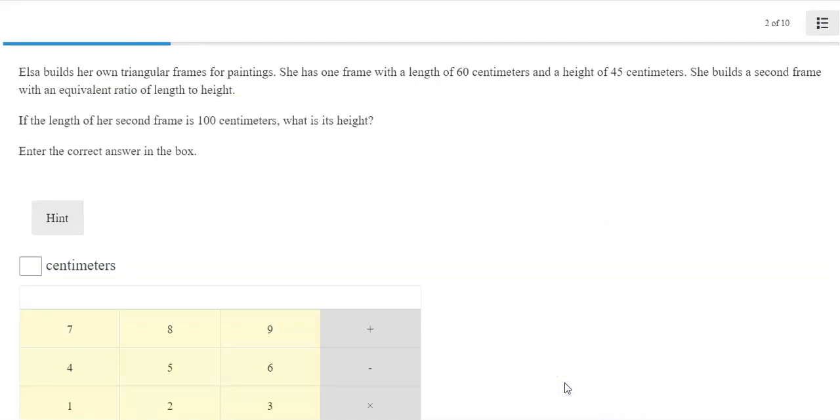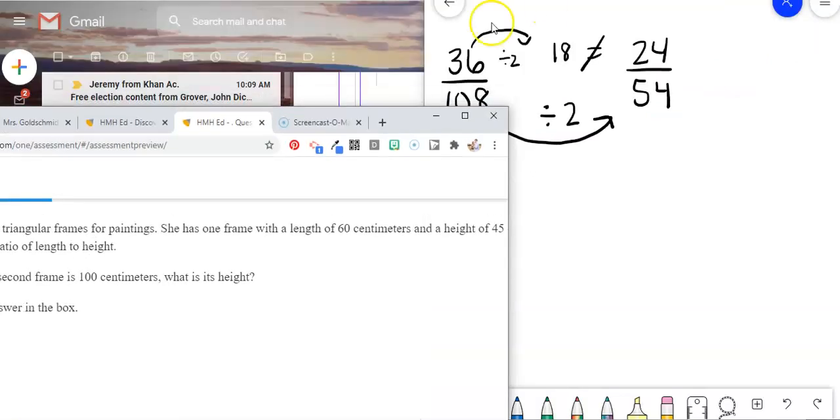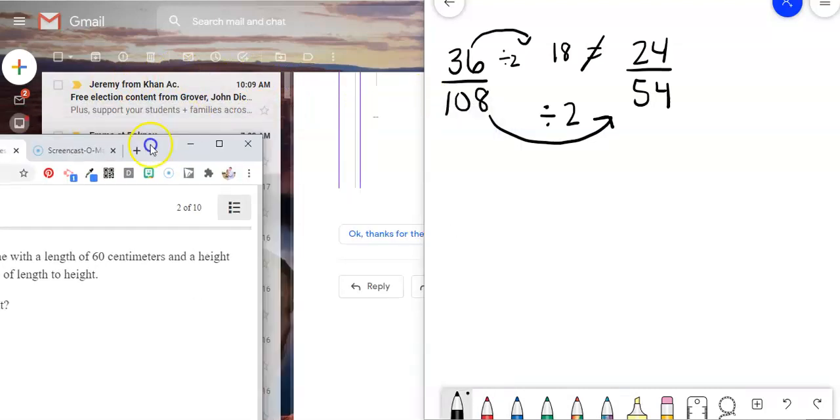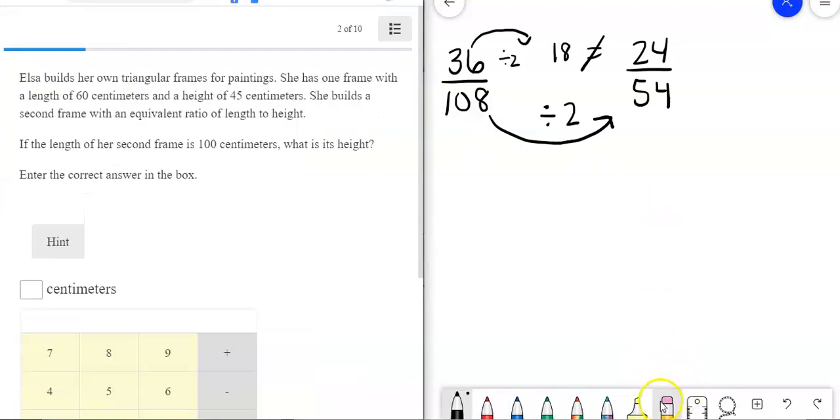She also builds her own triangular frames for painting. She has one frame with a length of 60 centimeters and a height of 45 centimeters. She builds a second frame with an equivalent ratio of length to height. The length of her second frame is 100 centimeters. What is the height? So let's set up our proportions.